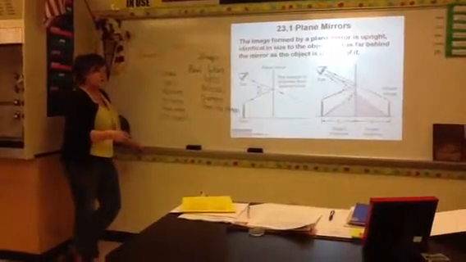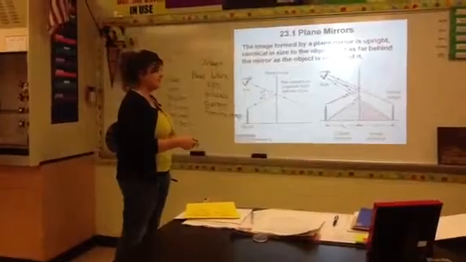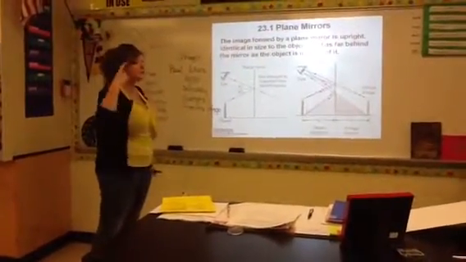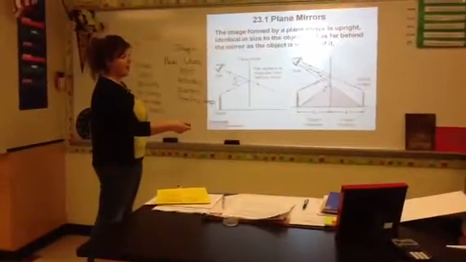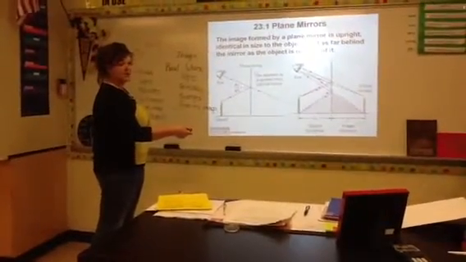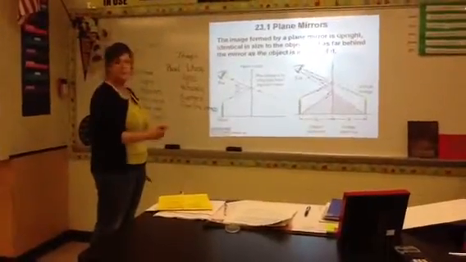No. So the reason that I see this image is because these reflected rays are coming back. This is what your brain is telling you. Your brain is telling you that these rays are coming back from where the image actually is. So it looks like those light rays are coming from behind the mirror, but they're really not.